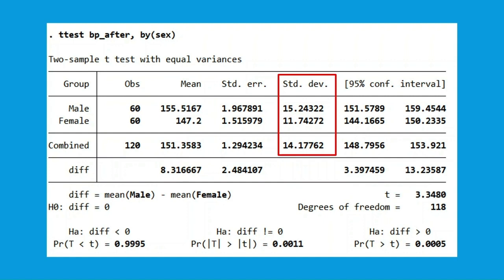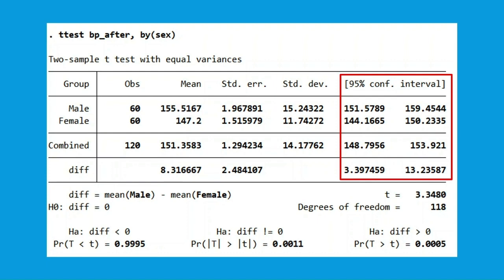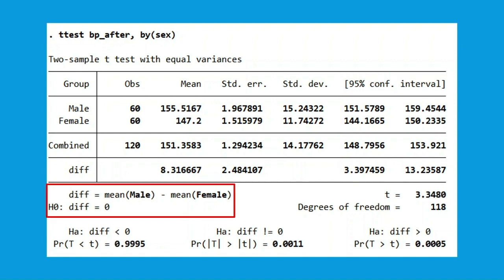Here we see the standard deviation values for each group and the total, and we can see finally the 95% confidence interval. The values again for each group, the combined values, and the difference between each group. Then after seeing the descriptive statistics, we are going to see the t-test per se.